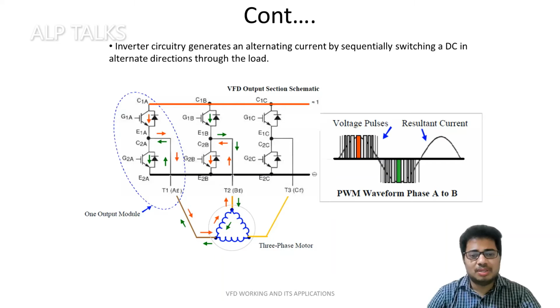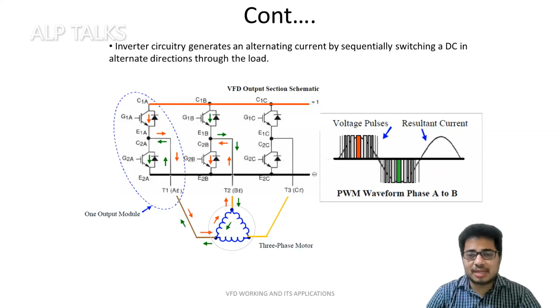For example, the red color indicates one direction of power flow, and the green colored arrows indicate the opposite direction of power flow. You can see here the voltage pulses, and the sinusoidal waveform is the current waveform. So let's see more details.